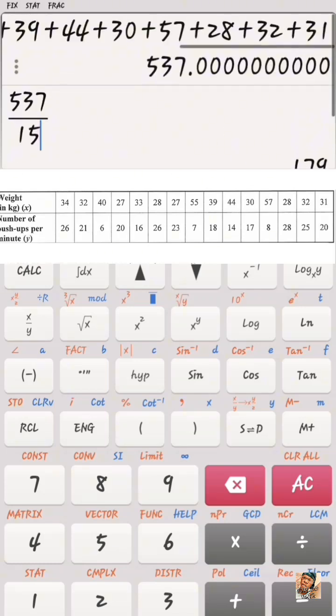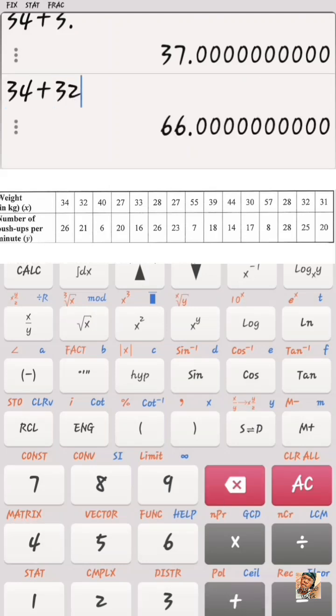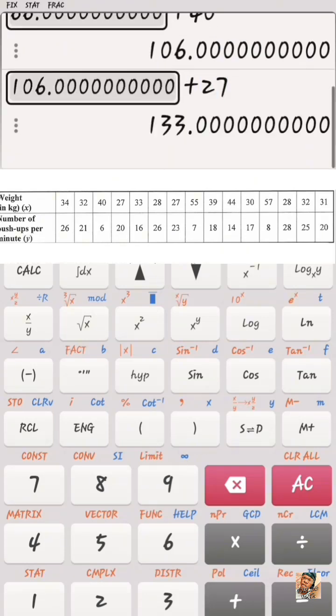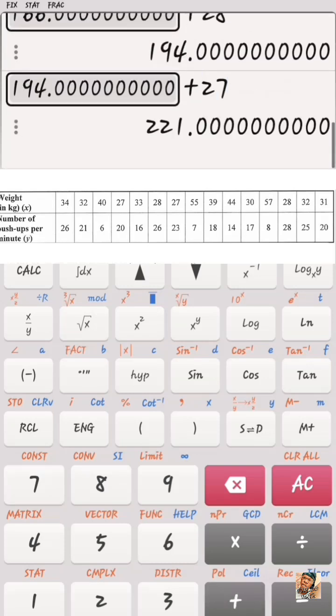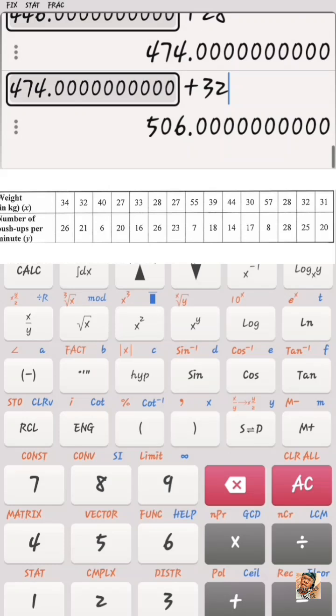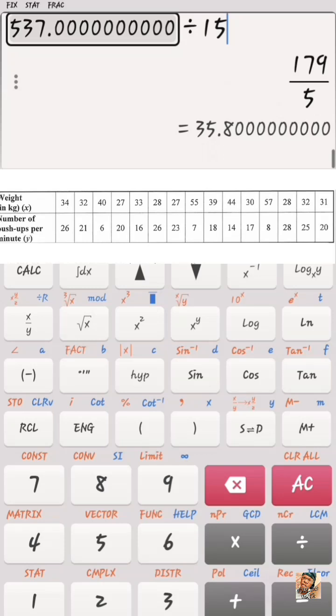Let us try to do it together again. 34 plus 32, 66, plus 40, 106, plus 27, 133, plus 33, plus 28, plus 27, plus 55, plus 39, plus 44, plus 30, plus 57, plus 28, plus 32, plus 31. That means the previous answer was actually correct. It was still 537. So now let us divide this by 15. I don't know why we're getting 35.8.